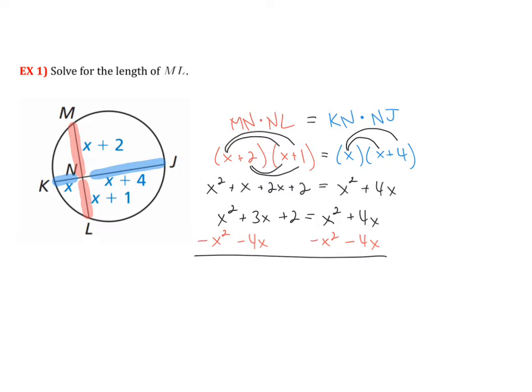And here's what we get. x squared minus x squared actually becomes 0. And plus 4x minus 4x also becomes 0. So on the right side of the equation, we now just have 0. On the left side, I have another x squared minus x squared, which also becomes 0. And then plus 3x minus 4x leaves me with a negative 1x plus 2. From here, we just need to quickly solve for x by subtracting 2 on both sides of the equation.